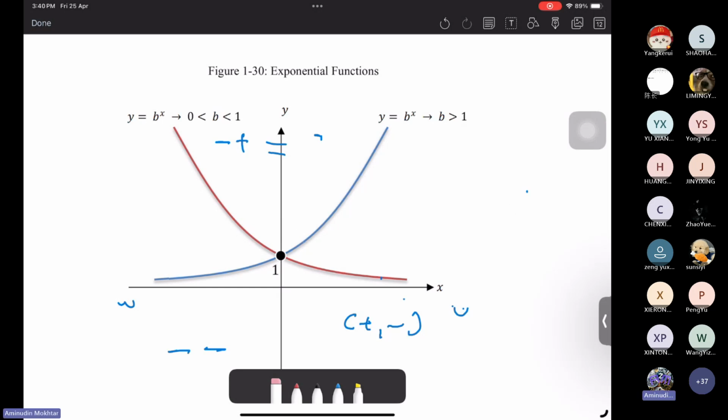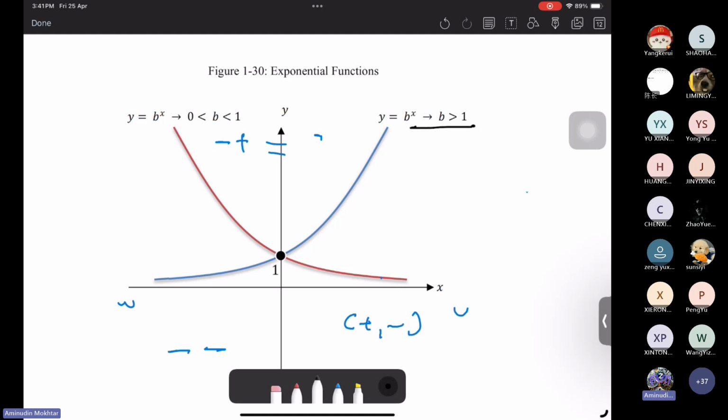The value of b is greater than 1, like this. When b is positive, not just positive but greater than 1, for example b equal to 1.1, 2, 3, 4, 5, and so on, as long as it's greater than 1, what happens to the graph? When we draw this graph, the graph rises from the left to right.